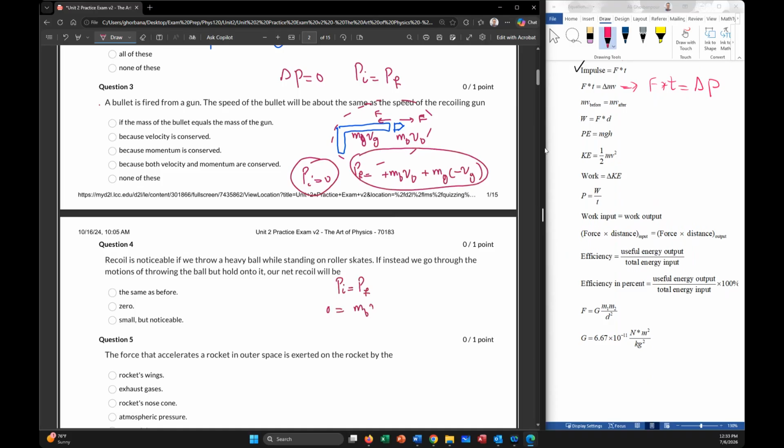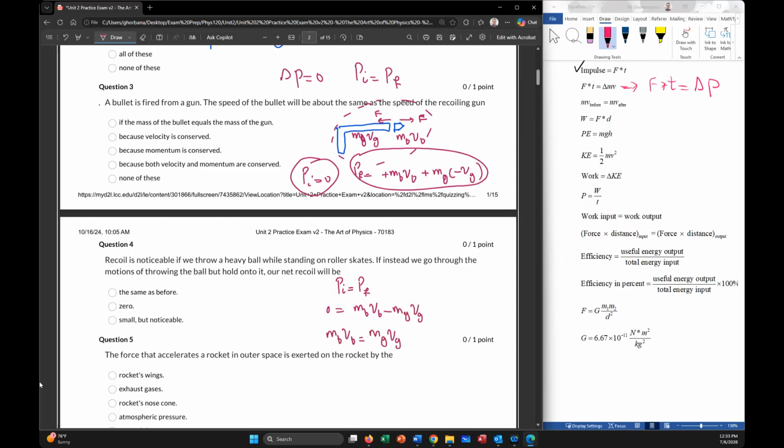Mass of the bullet times velocity of the bullet. And positive and negative: there is a positive here, there is a negative here. It's going to be negative mass of the gun and velocity of the gun. So if I rewrite this, it's going to be mass of the bullet times velocity of the bullet. I'll take this negative to the other side. It's going to be mass of the gun times velocity of the gun.